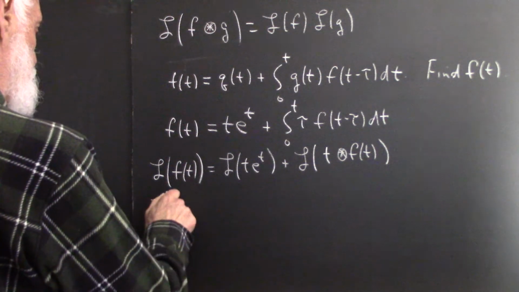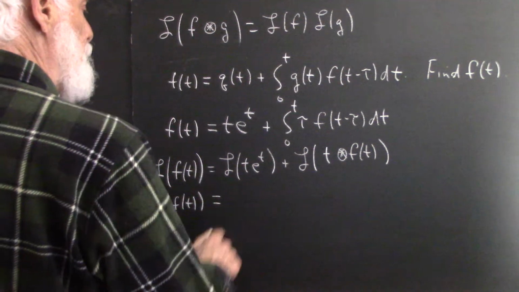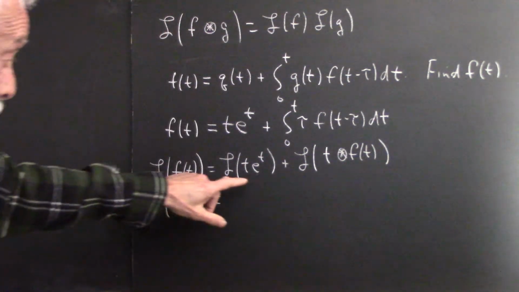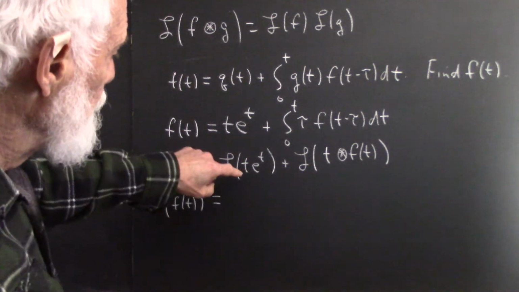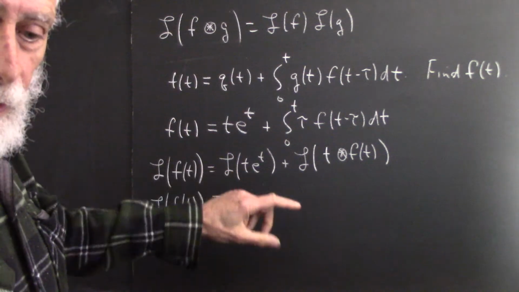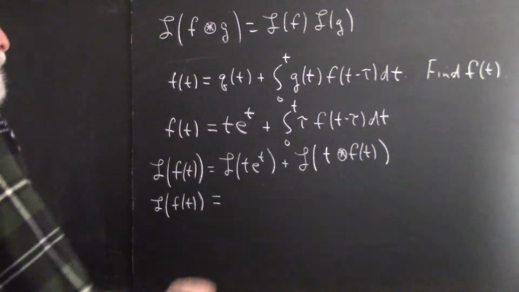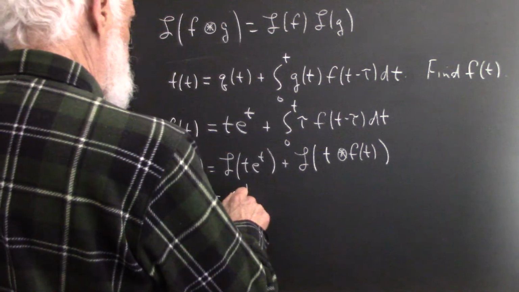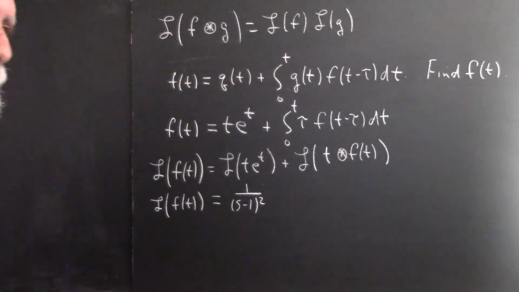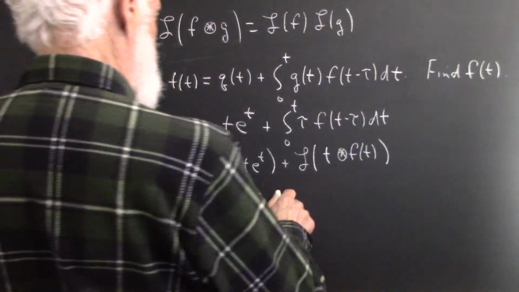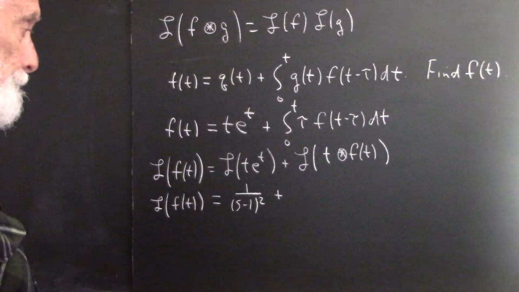Well, again, here we have the Laplace transform of f of t. The Laplace transform of e to the t is 1 over s minus 1. Laplace transform of t times any function is the derivative of the Laplace transform of that function. So the derivative of 1 over s minus 1 is just 1 over s minus 1 quantity squared. And then this is plus the Laplace transform of the t function.